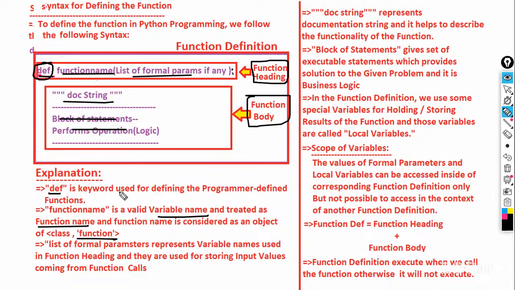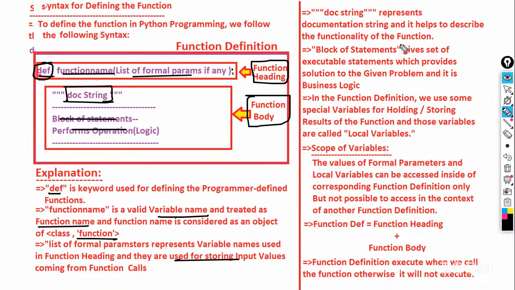And the list of parameters. The formal parameters represent the variable names used inside the function heading, and they are used for storing input values coming from function calls. From the function calls, we have the input values getting stored. And this is something we have discussed earlier.